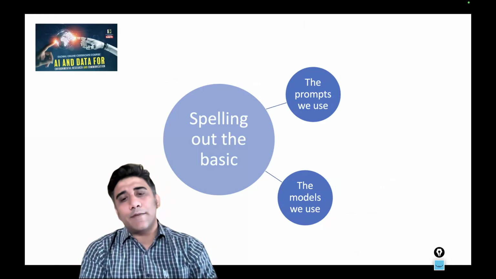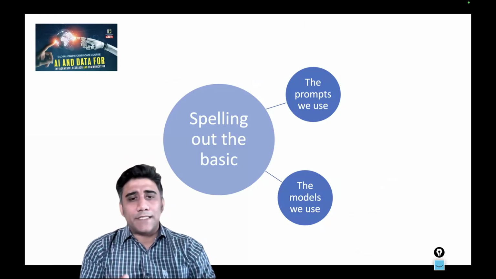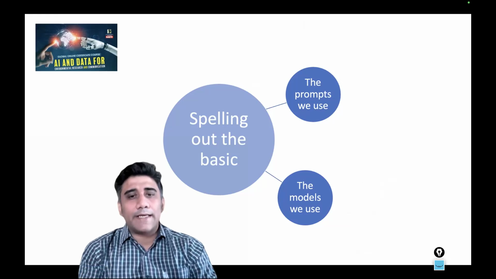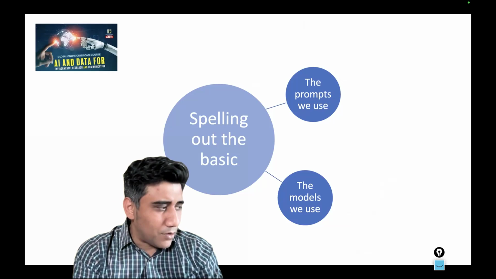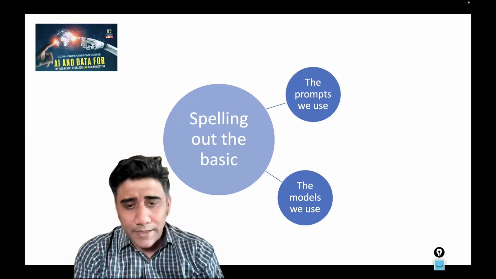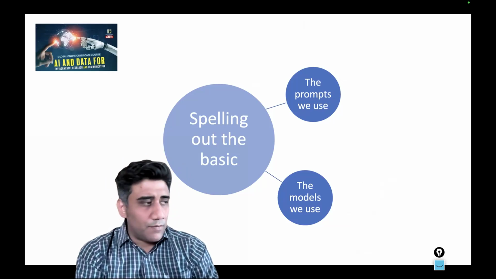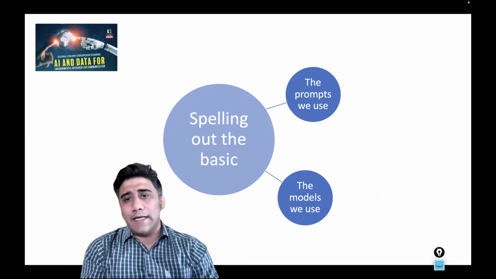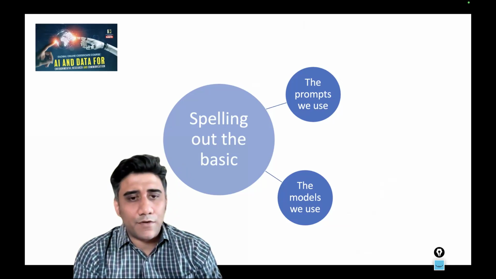The second part is the models that we use. Models are basically specific kinds of AI thinking models which do different kinds of things. For example, there is something called Nano Banana, made by Google, which is wonderful for creating images. There is something called Veo, which is used for creating videos. Then there are others like something as basic as Gemini, which is used for chat.